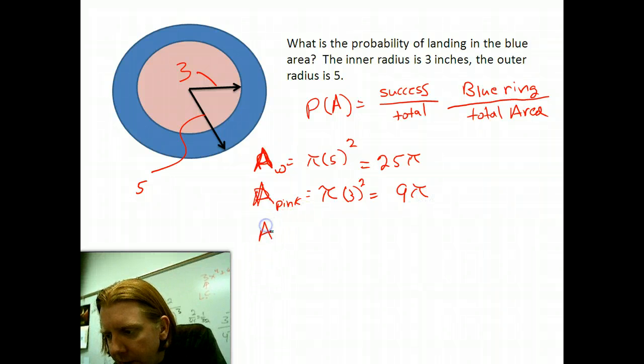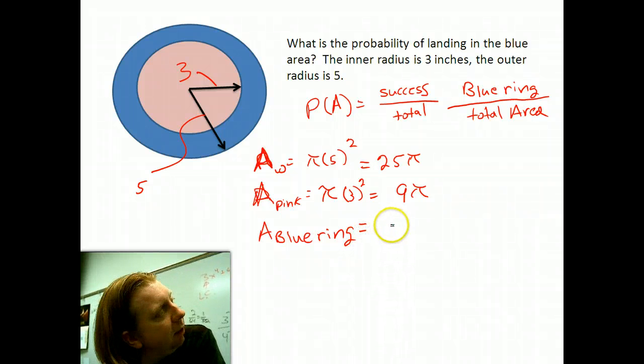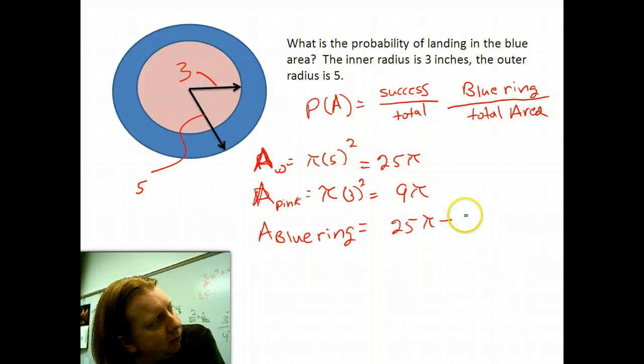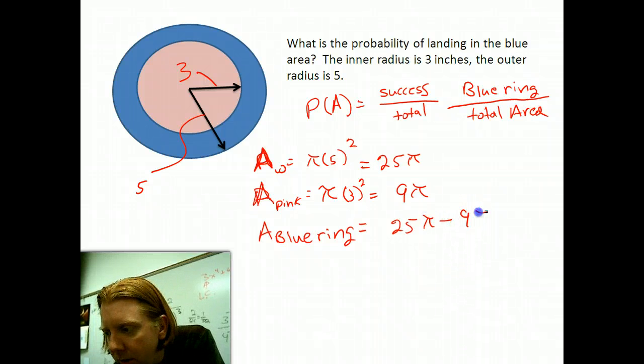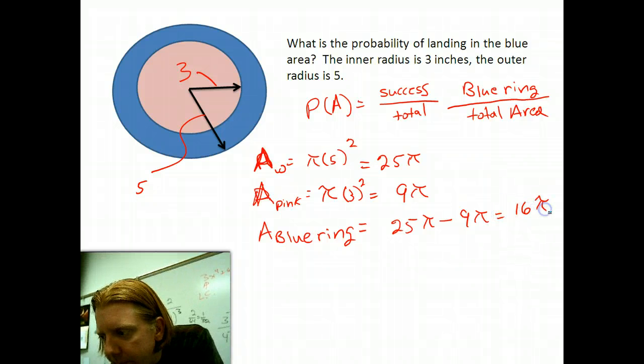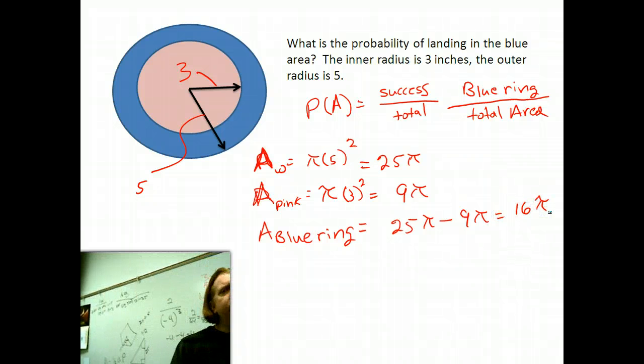So what's the area of the blue ring around it? That's the total area, 25 pi, minus the cutout, the middle, leaves me 16 pi, right? Who have I lost already? Let's go back and find you.